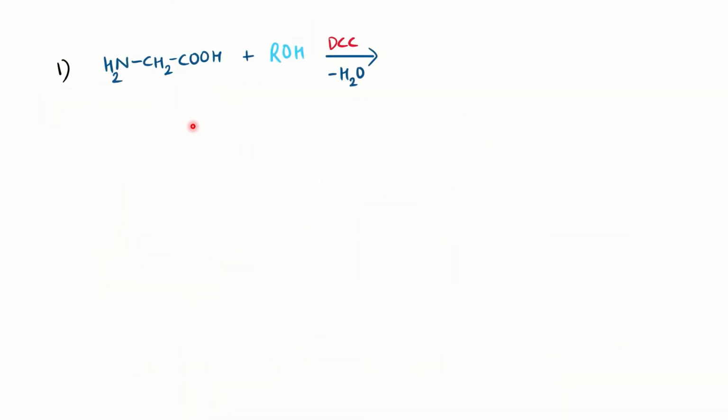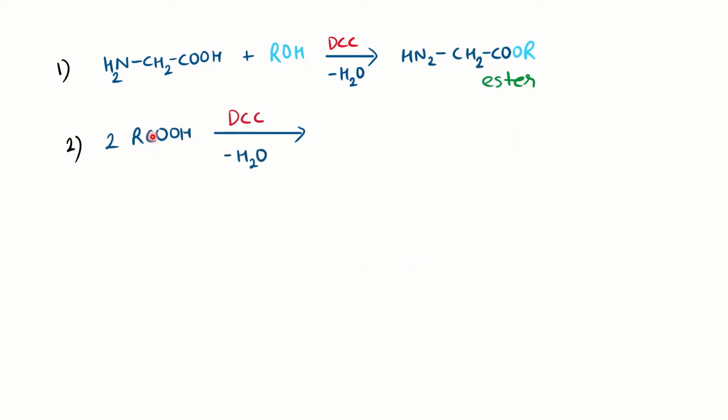Now see some examples. You have here an amino acid, and an alcohol is there. In the presence of DCC, we know there is loss of water, and usually the water molecule, the OH, comes from the acid and the hydrogen comes from the other reactant, and gives you the ester here. This is an esterification reaction. In the second example, two acid molecules are given in the presence of DCC. With the loss of water, it gives you the anhydride.